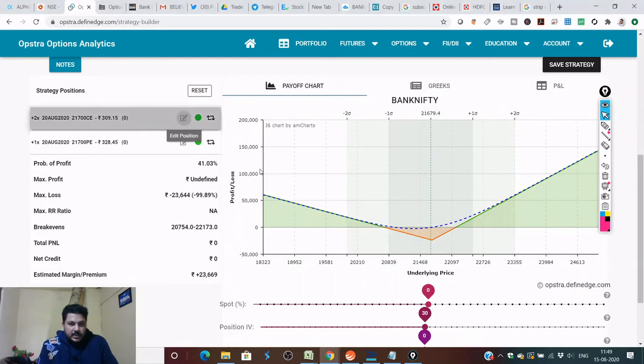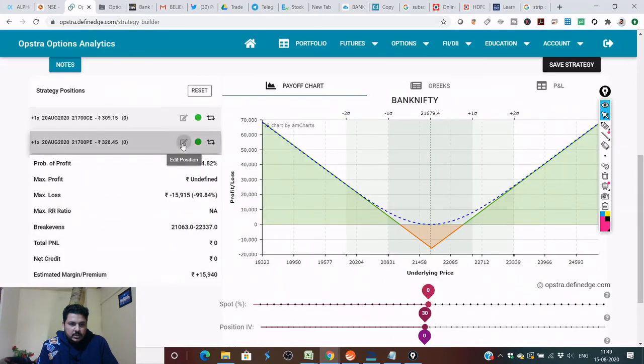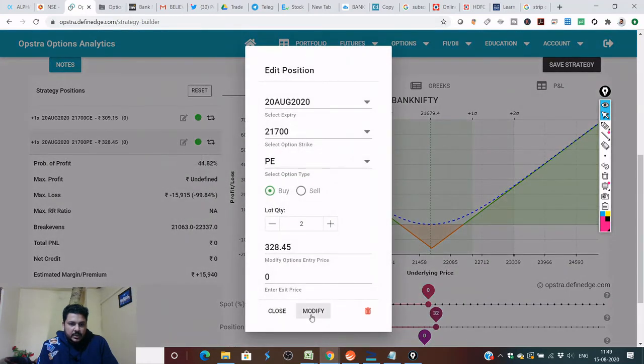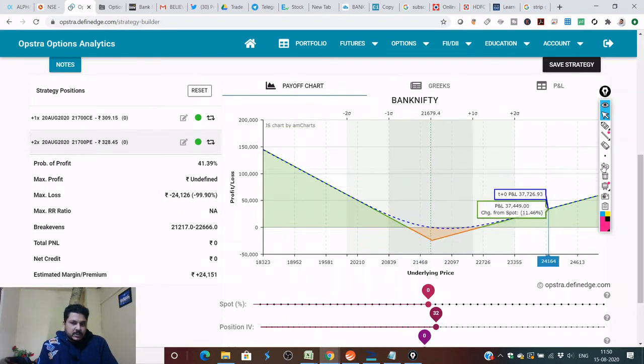Now similarly, if you come back to a long straddle again and increase the quantity on the put, that means your view is bearish. What is your view? Your view is bearish and you're expecting the market to go down. Now the market is here at 21,679. So this is called a strip. This strategy is called a strip.